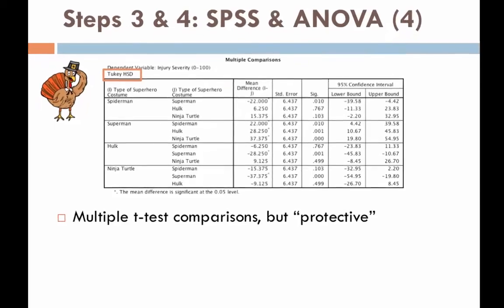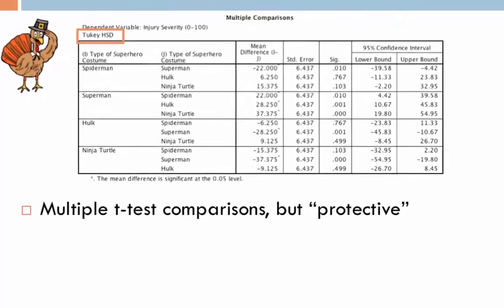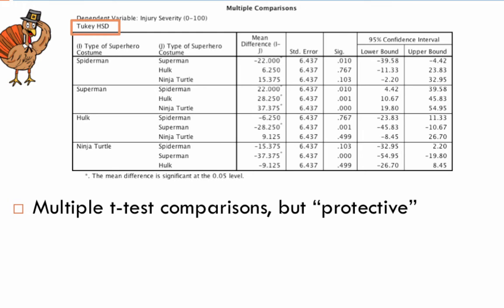Alright, so let's take a look at Tukey's test. And we see the top of the table, it's called multiple comparisons. And we see underneath our dependent variable, which is listing here injury severity from 0 to 100, it's telling us that this is Tukey's test. And really what's happening here in Tukey's test is it takes all of our 4 groups, and it compares each one of those groups to each one of the other groups. So essentially what's happening in this multiple comparisons table is that there are multiple t-tests that are happening.